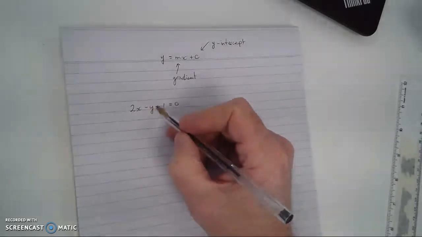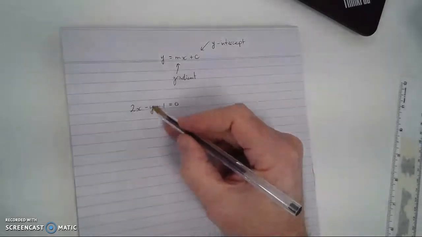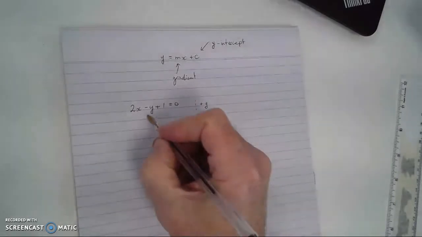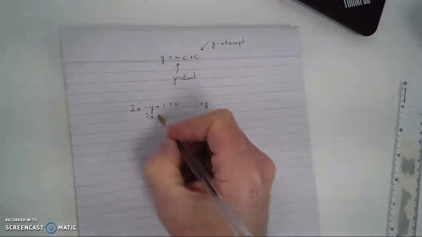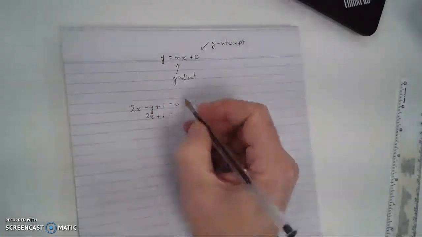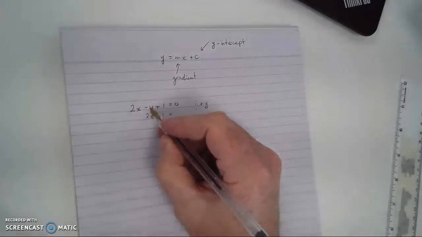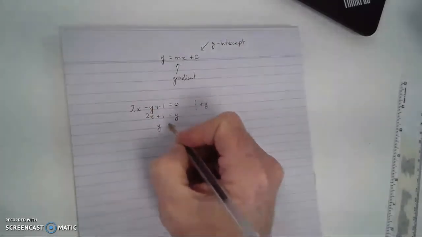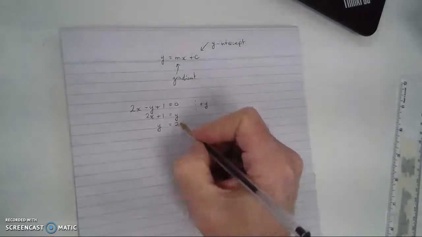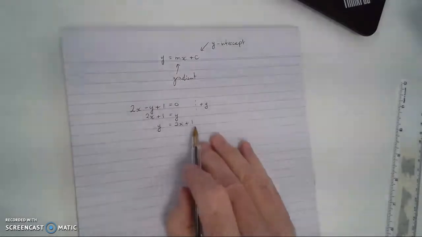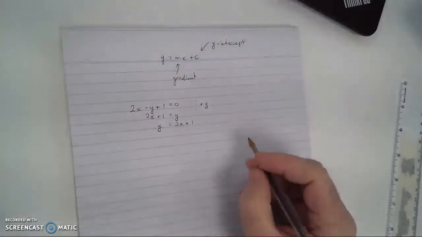And the best way to do it in this particular example is just to add it. So I can add y to both sides, which has the effect of leaving the 2x and the positive 1 on the left hand side, and as we bring the y over the other side it changes from a negative y to a positive y. And so our equation can be rewritten as y equals 2x plus 1. And as you can see, the gradient is apparent as 2 and the y-intercept is 1.